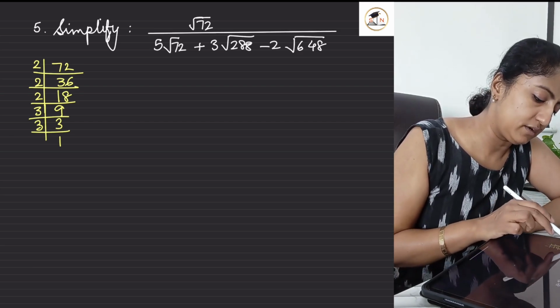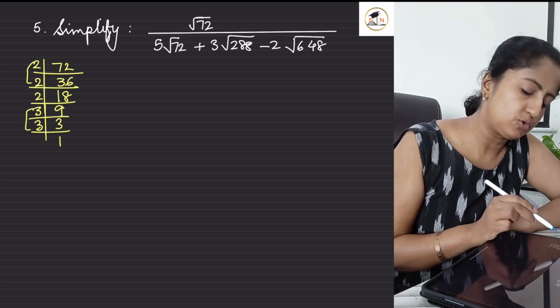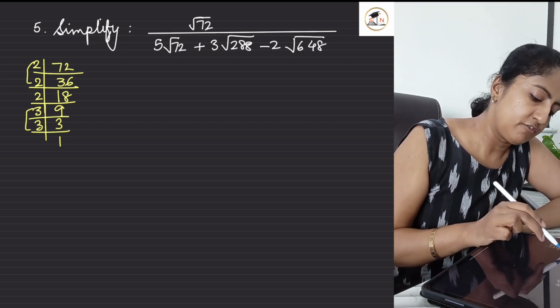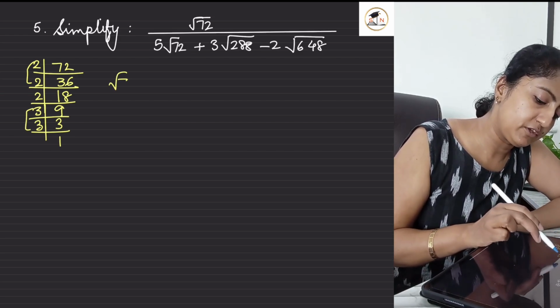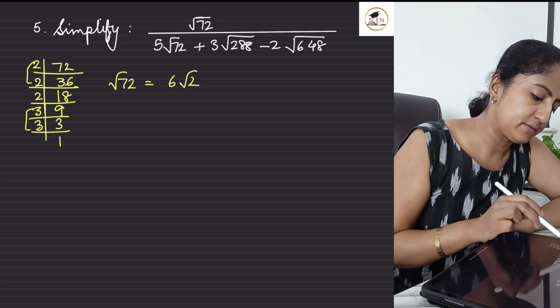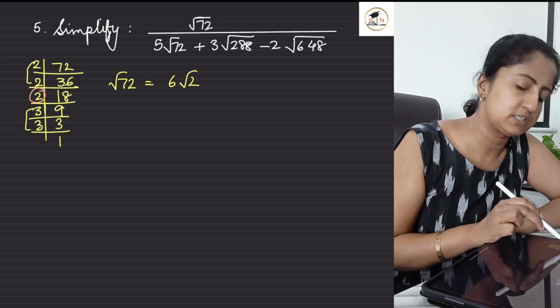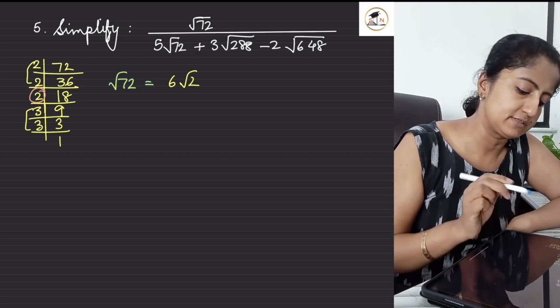So what do we get over here? We have this thing and these pairs, right? So 2 times 3 is 6. For root 72, you are getting 6 root 2 because it was just a single 2 which was left inside. The rest numbers, they had got turned into pairs.